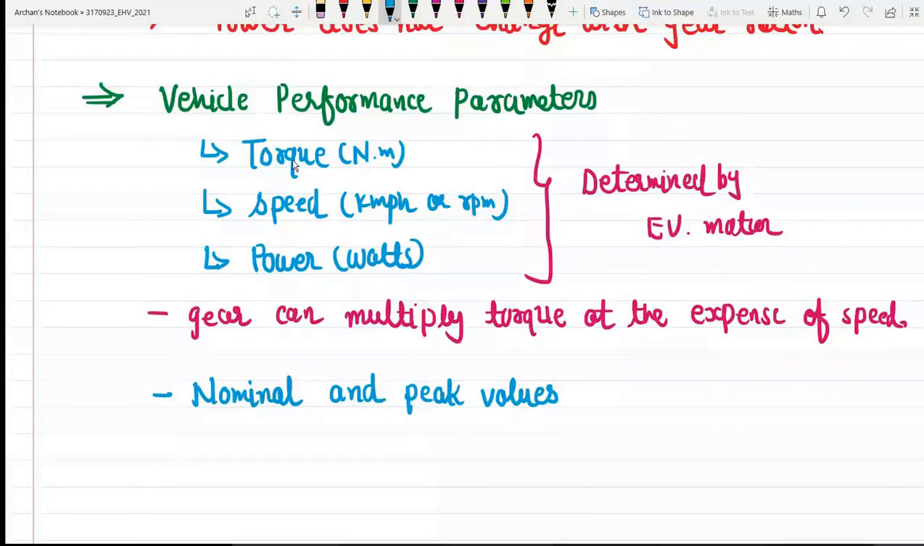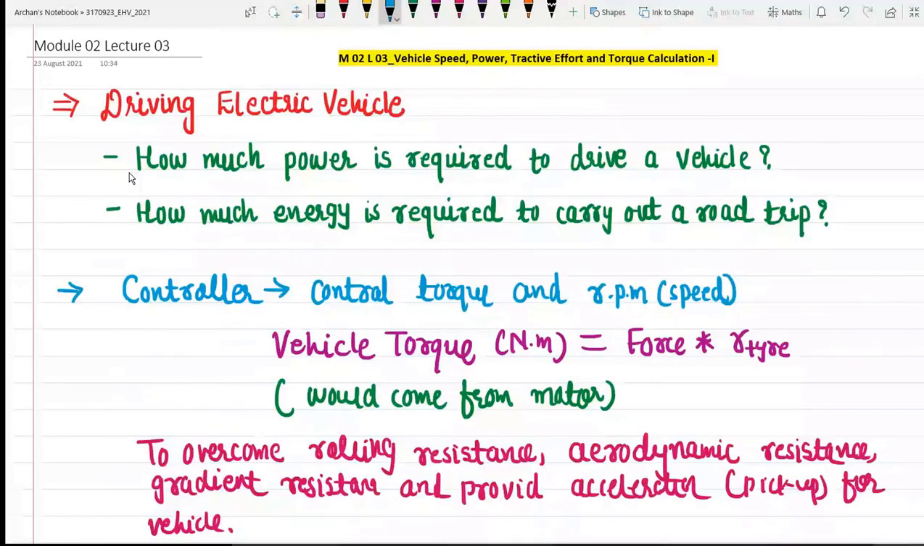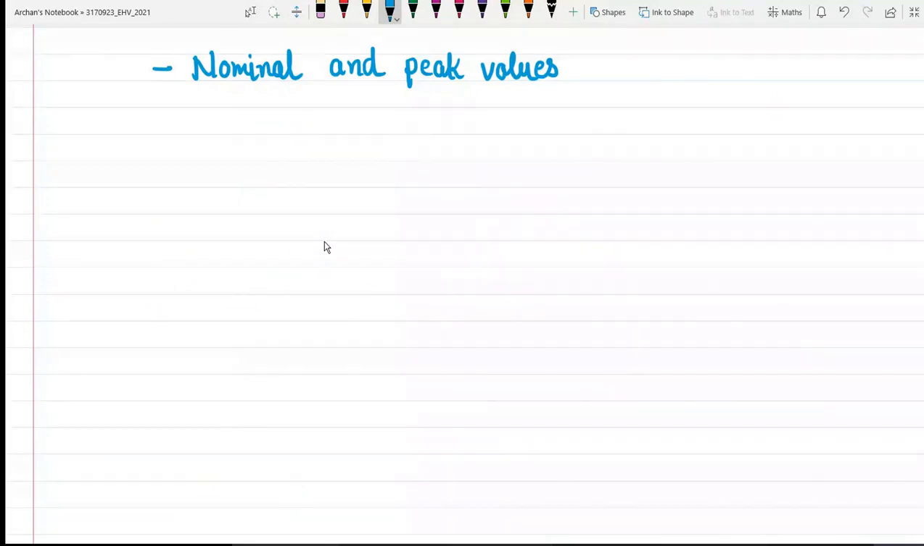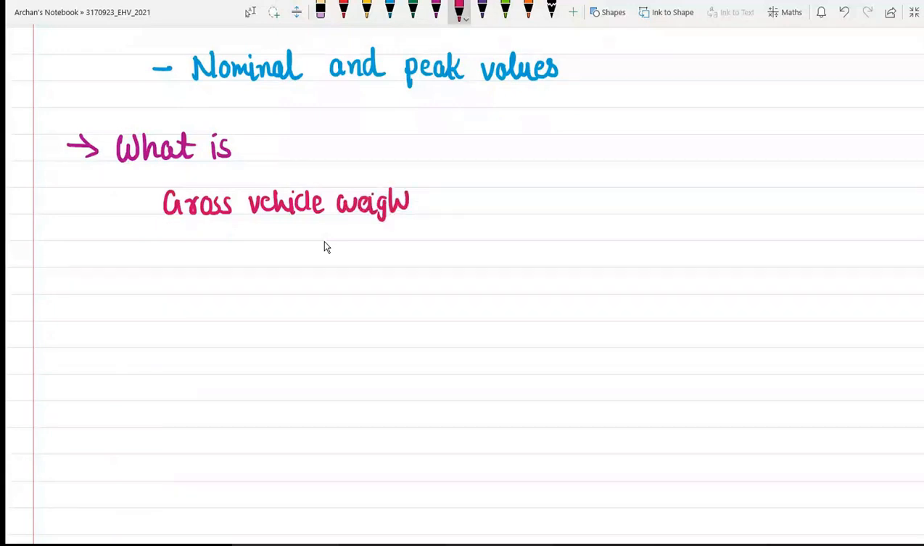Now our questions will be: how much power is required to drive the vehicle, and how much energy is required to carry out a road trip? To find out these two parameters, the power and energy of a vehicle, we should know the different physical parameters of the vehicle. So you must know the composite mass of the vehicle, which is also known as gross vehicle weight. What do you mean by gross vehicle weight? The weight of the vehicle, including the weight of passengers and the goods.